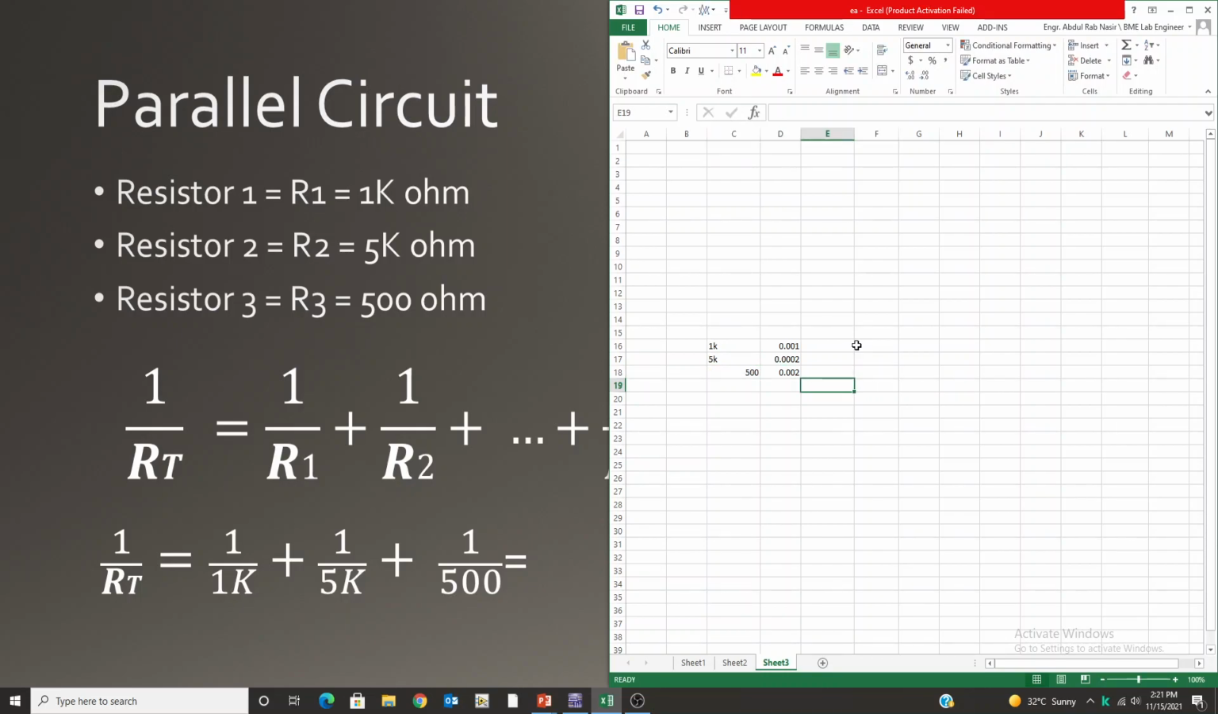Okay, now we have to merge them up. So we are going to design a simple formula here. 1 divided by, plus this plus this, and close the bracket. So the total resistance RT will become 312.5 ohm.